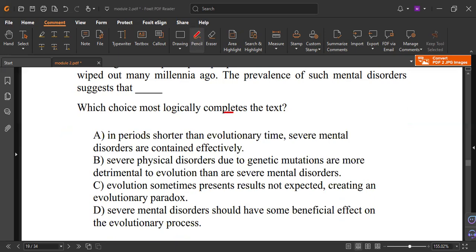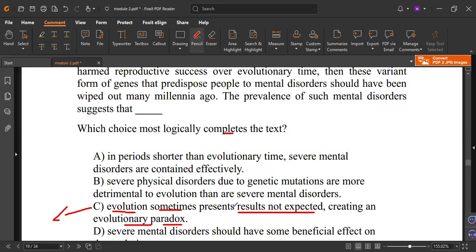So letter C is the best answer. That is correct. Evolutions sometimes present results not expected, so creating an evolutionary contrast. Paradox means something opposite to what is expected. And that is right.